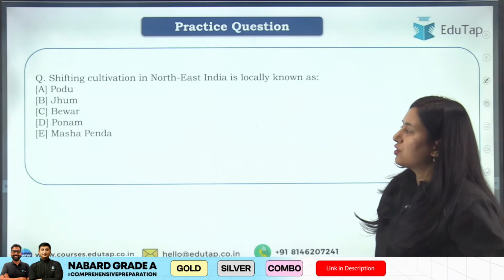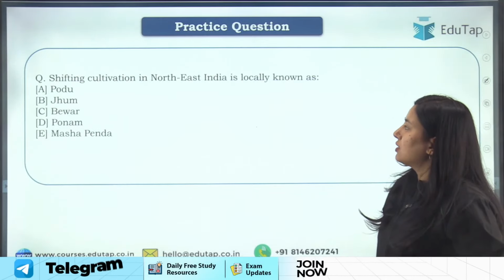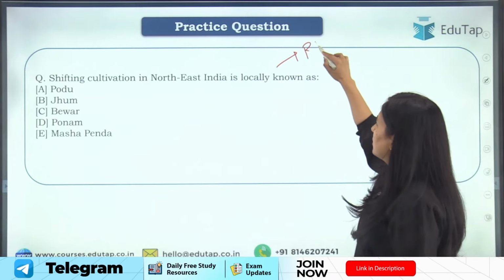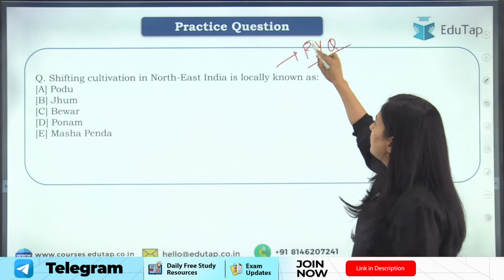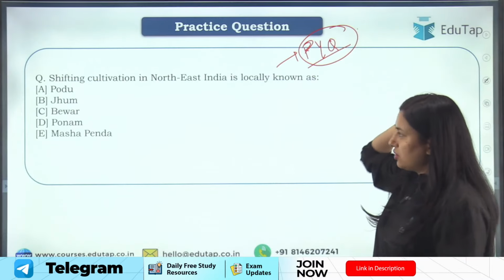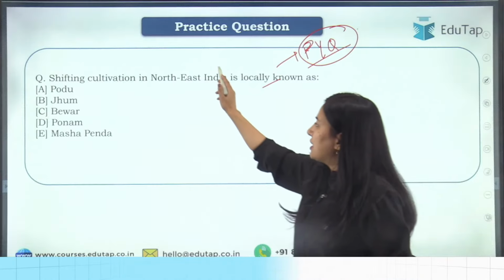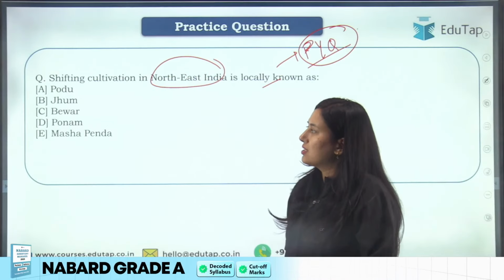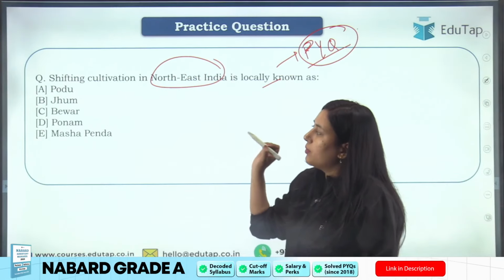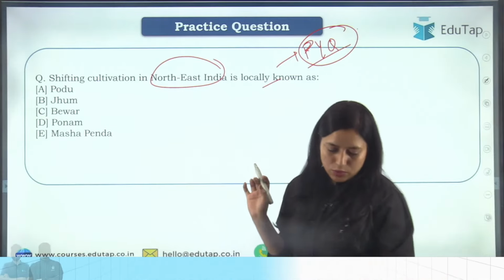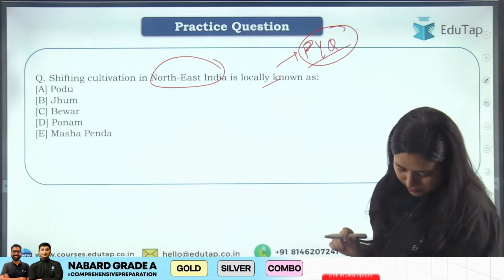Okay, give me the answer to this question. Shifting cultivation in Northeast India is locally known as. Now this is your PYQ also. Okay, it was asked in your previous year examination. So you have to tell me what shifting cultivation is called in India, especially Northeast India. So is it Podu, Jhum, Bewar, Ponam, or Masha Penda? Okay, what will be the right answer here?